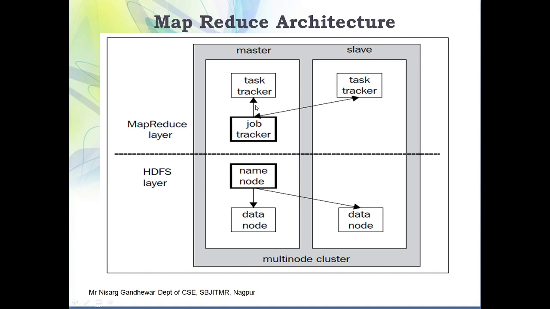So in case of the MapReduce layer, mostly we are making use of two things. One is a job tracker and the second one is a task tracker. In the master node we have the job tracker, and in the slave node we have the task tracker.